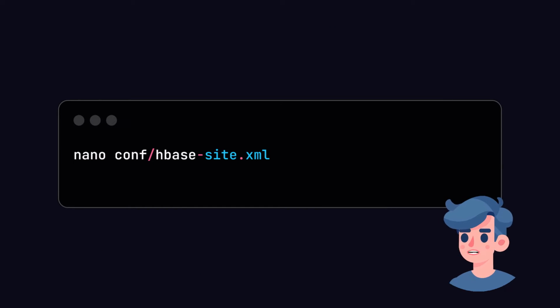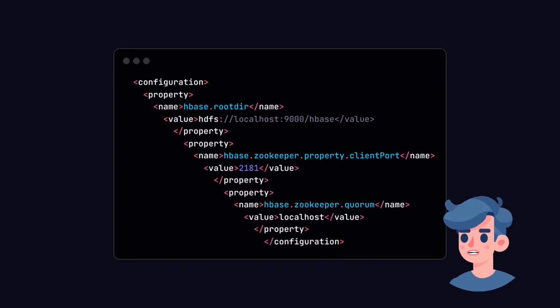You need to configure HBase before starting it. Open the hbase-site.xml file located in the conf directory. In this file, you can specify the configuration properties. For a basic setup, you will primarily need the following properties.